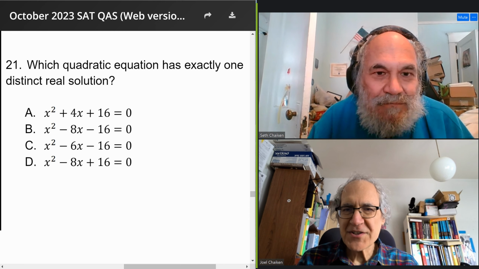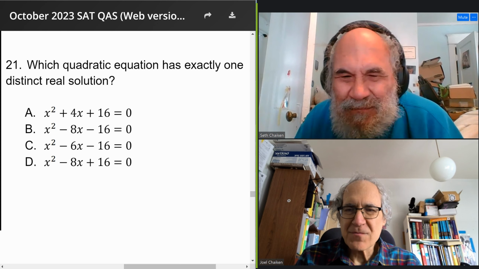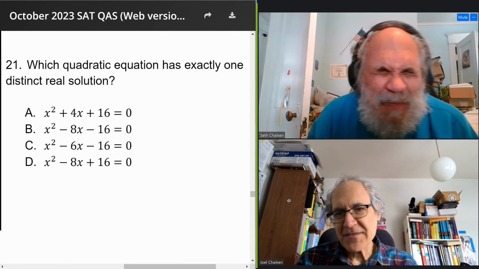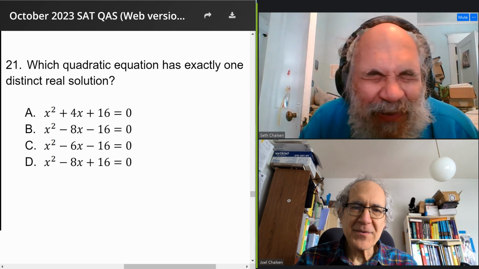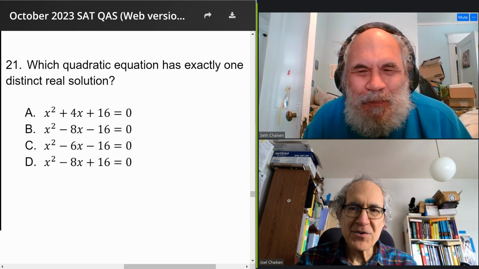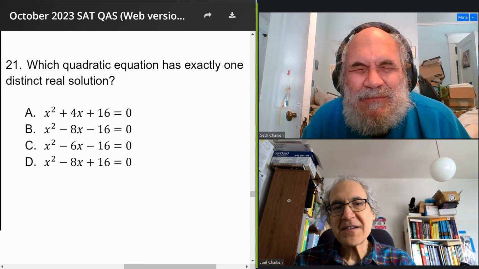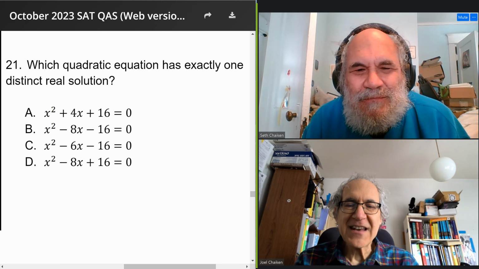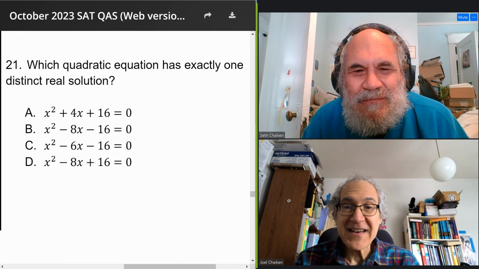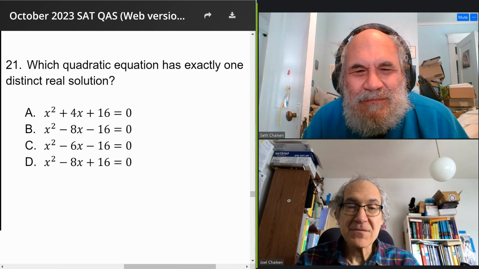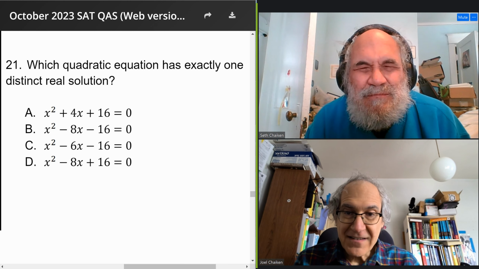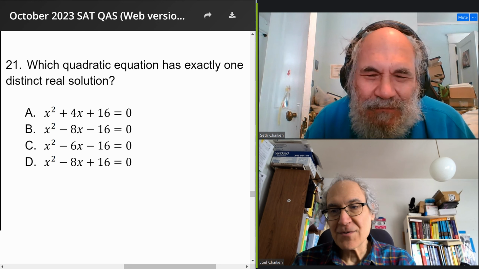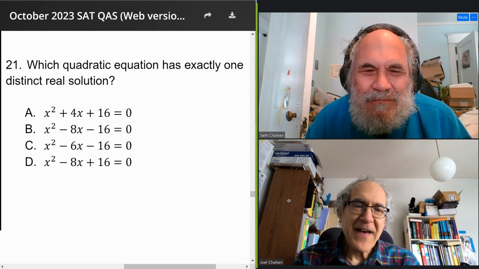Which quadratic equation has exactly one distinct real solution? Wow, so the standard way of doing this is to calculate what you call the discriminant, and we'll go over this. But if the discriminant equals 0, then it has exactly one distinct real solution. That seems to be the most direct way to do it, but you have to know that fact.